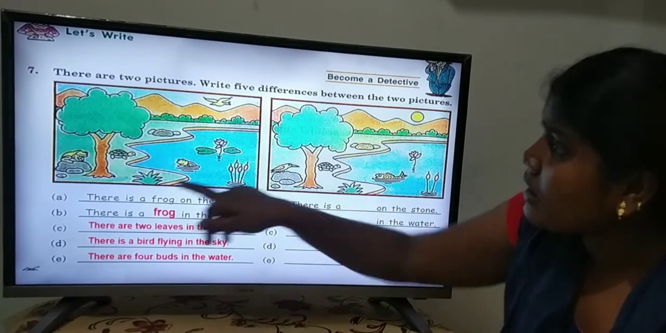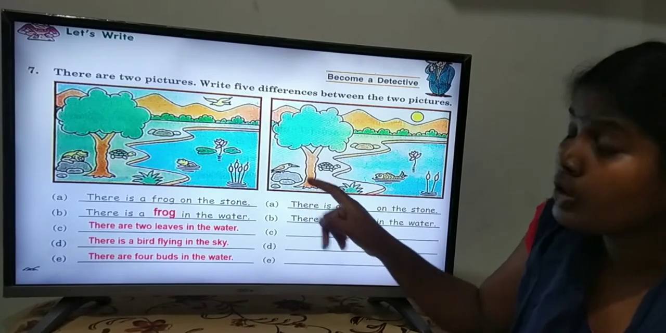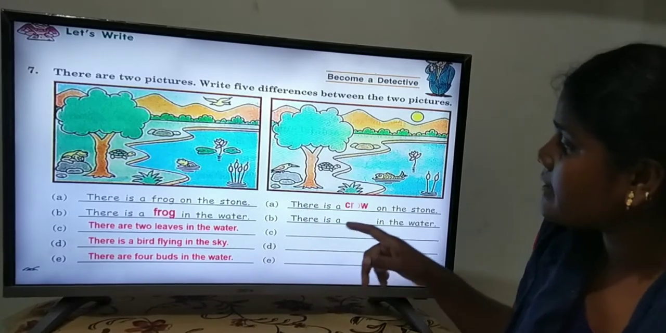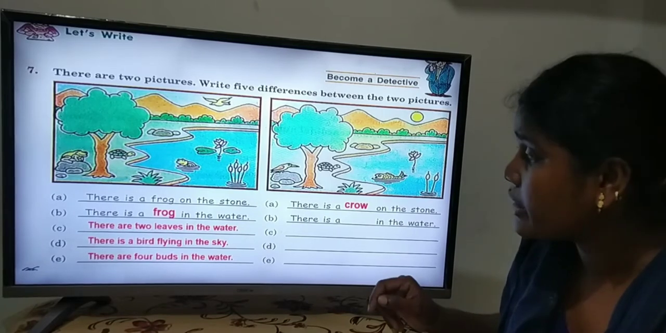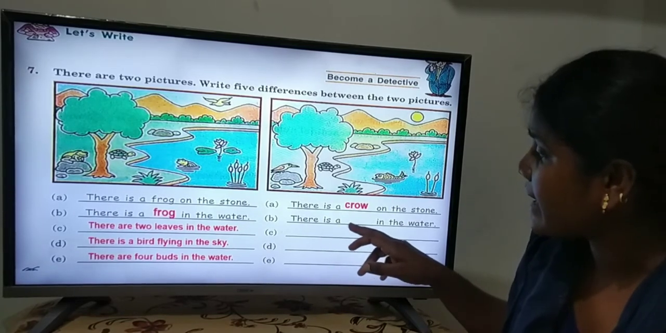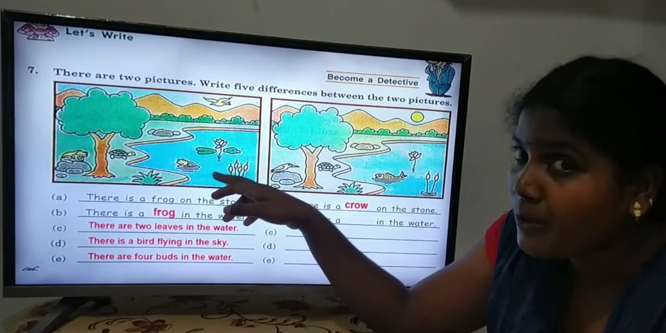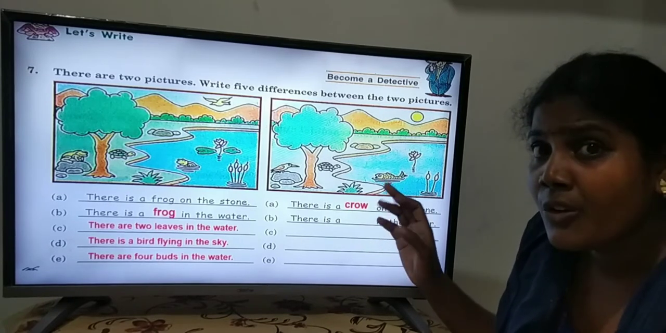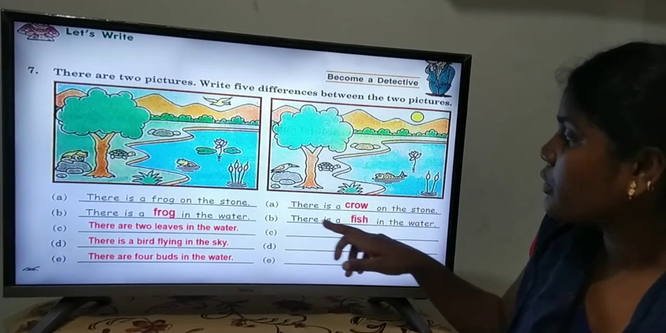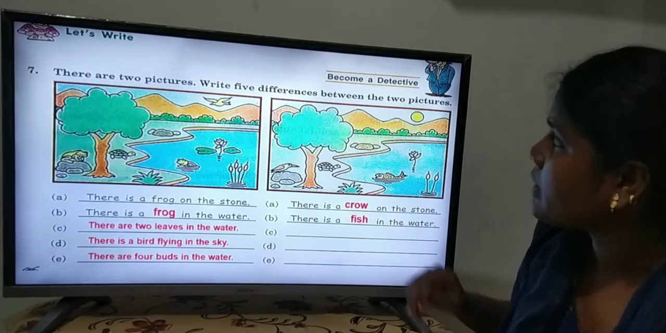Here on the stone a frog is there, but in the second picture a crow is there. There is a crow on the stone. And second, there is a fish. In the first picture we can see a frog in the water, but in the second picture we can see a fish. So there is a fish in the water. That is the third difference.